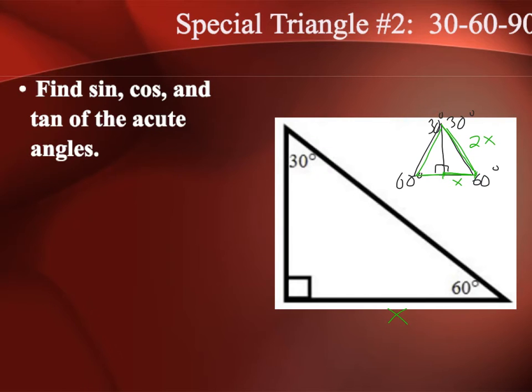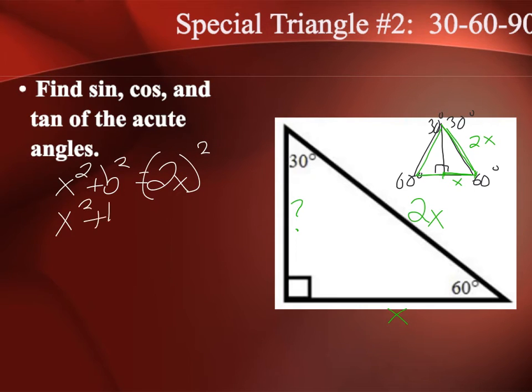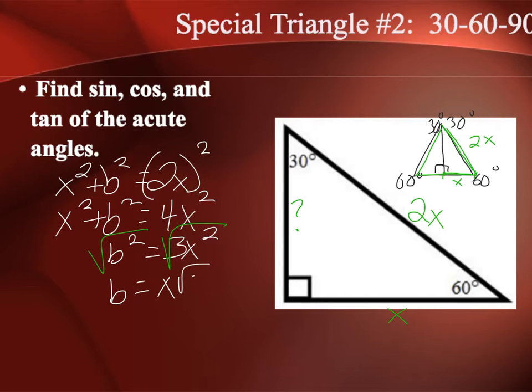Okay, how does that help me? Well, if I know that this hypotenuse here is 2x of my big triangle at the bottom, that would leave this side here as the only unknown side in my special 30, 60, 90 degree triangle. So I can go back over here and use my Pythagorean theorem. X squared plus unknown side, we'll call it b squared, equals quantity 2x squared. X squared plus b squared equals 4x squared. Subtracting x squared on both sides, I get 3x squared. Square rooting to solve, I end up with b equals x radical 3.